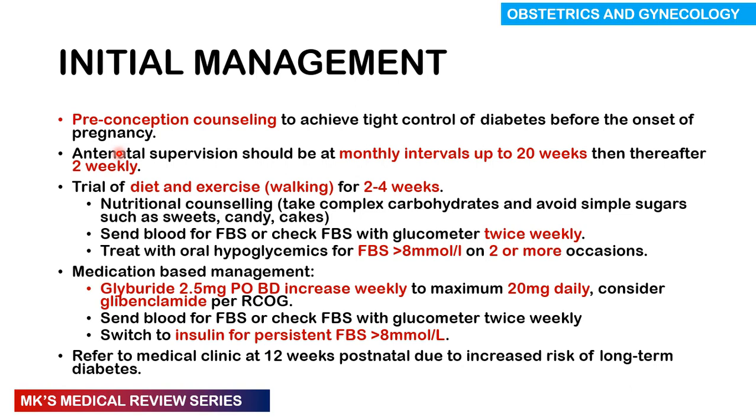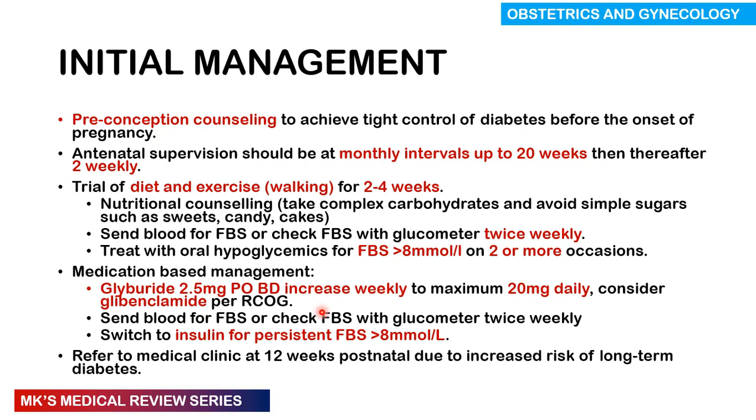So glyburide at 2.5 milligrams orally twice a day, then you increase it weekly to a maximum of 20 milligrams daily. We may consider glibenclamide, if the Royal College of Obstetricians and Gynaecologists recommends it, but the recommendation is with glyburide. Then you should check your fasting blood glucose twice weekly with a glucometer. Then of course we switch to insulin if the fasting blood glucose, despite diet and exercise and starting them on glyburide, is still not controlled.